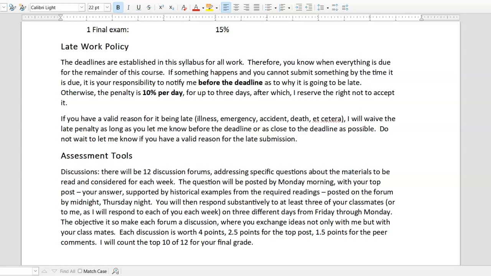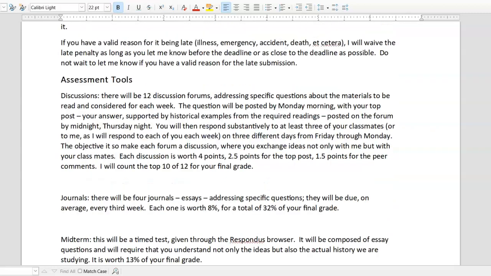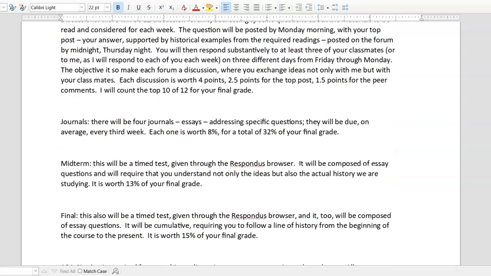Again, the late work policy, 10% per day for up to 3 days. After that, I reserve the right not to accept it. If you have a valid reason for it being late, you need to let me know as soon as you know, preferably before the deadline. Again, assessment tools. Again, we will talk in more detail about how they are structured when you see the rubrics in just a few minutes.